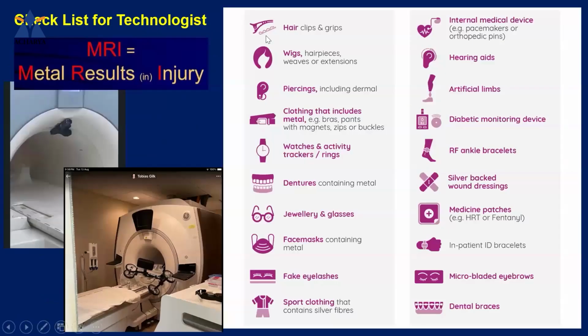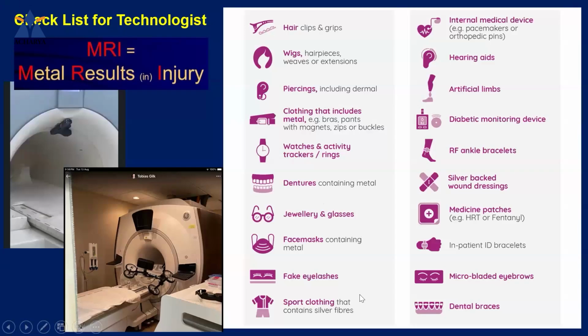So the checklist is most important for the technologist. Checklist is very important. So what is MRI? MRI is magnetic resonance imaging. Always, technologists and budding radiographers or students, you should think about this: metal can result in injury, because any metals inside the magnetic field will cause injury to the machine, patient or attender. So carefully you have to check this list. In case any metal is there, you should not allow the patient inside the magnetic bore.